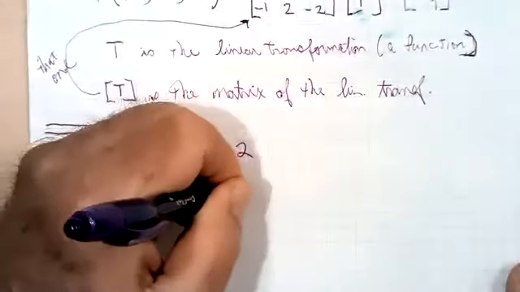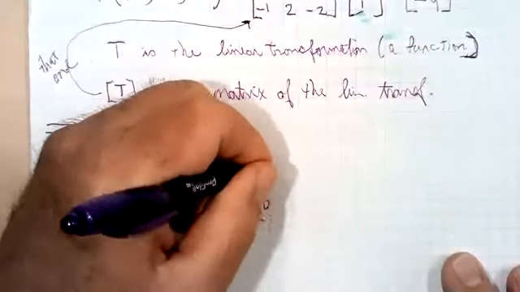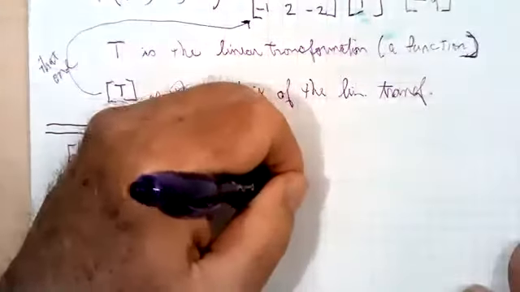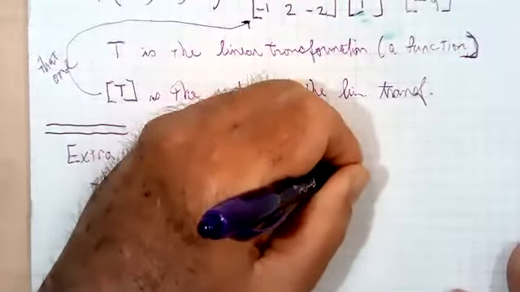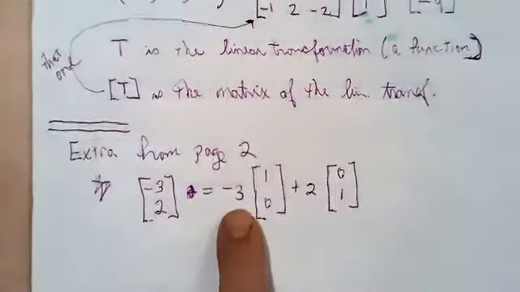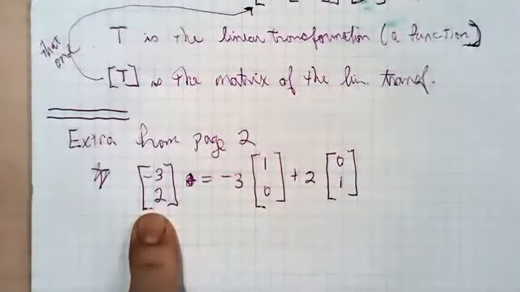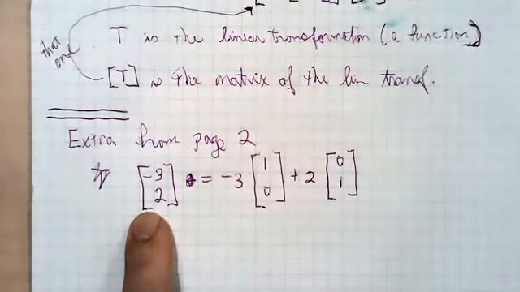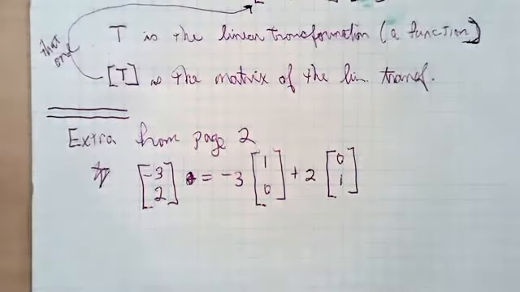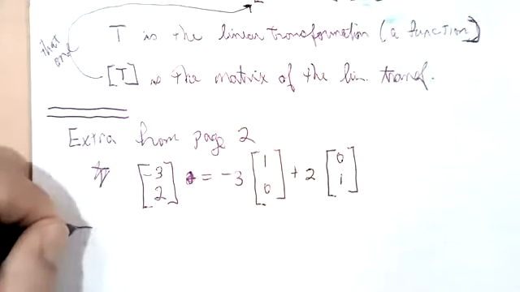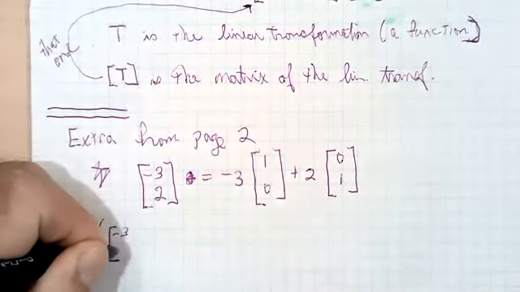Well, once you realize what I have in mind, you realize, oh, that's instant. You don't have to do any calculation at all. If I take minus 3 times E1 plus 2 times E2, I do get that, right? So I should be able to do this without matrix multiplication as well. What is T of minus 3, 2?